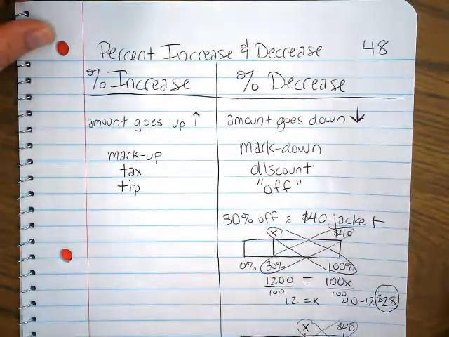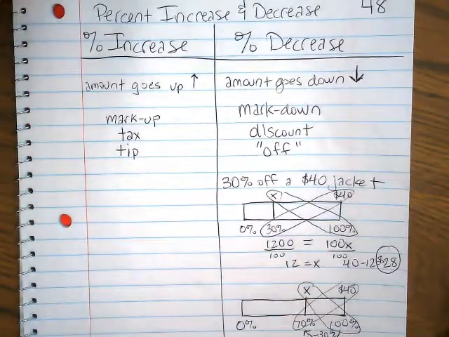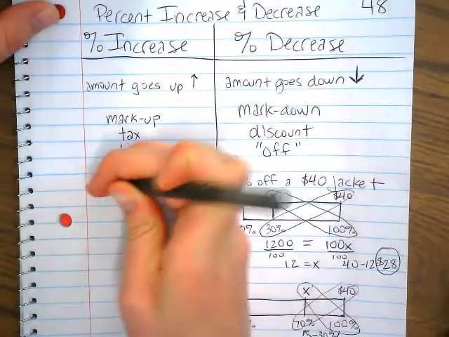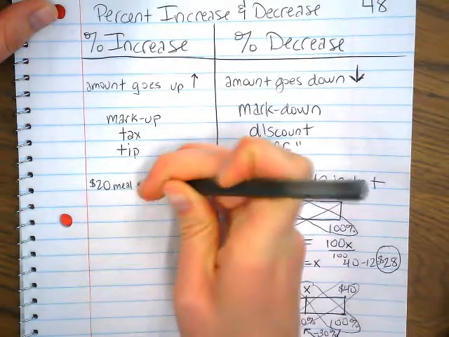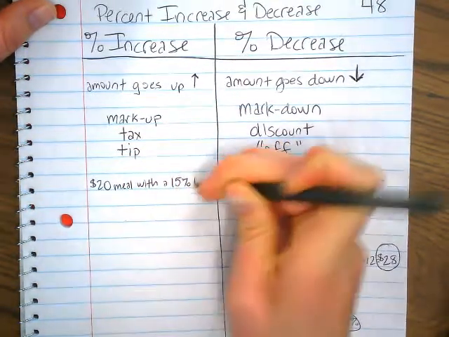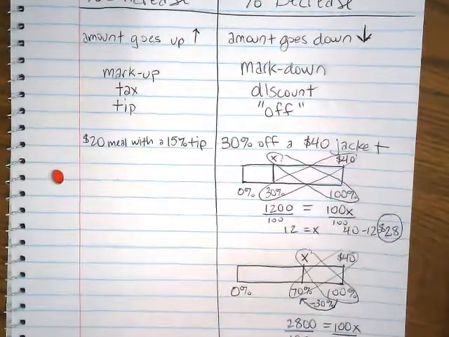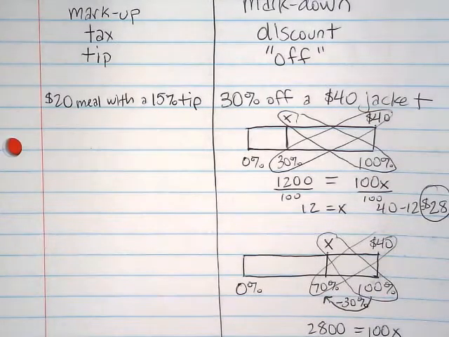All right, and now we're going to do one quick example, but just like we did for the markdown, we're going to do this example in two ways. So we're going to talk about a $20 meal with a 15% tip. That's going to be our example, a $20 meal with a 15% tip.